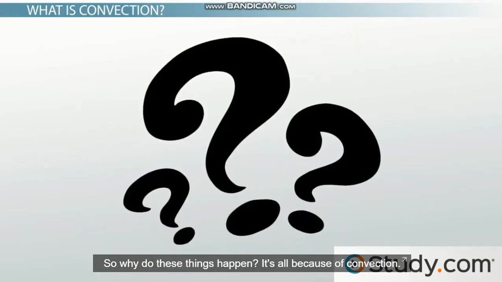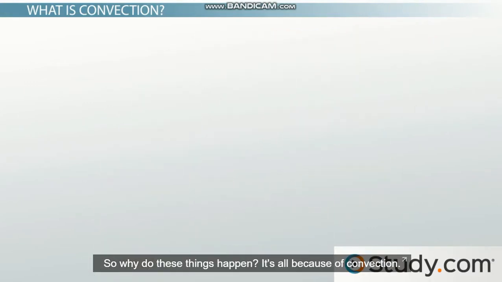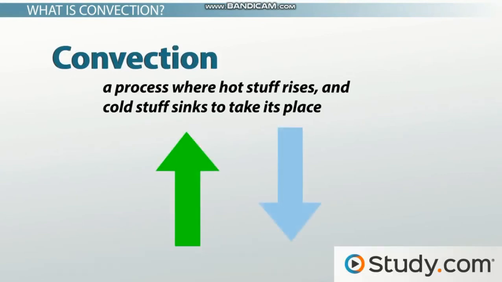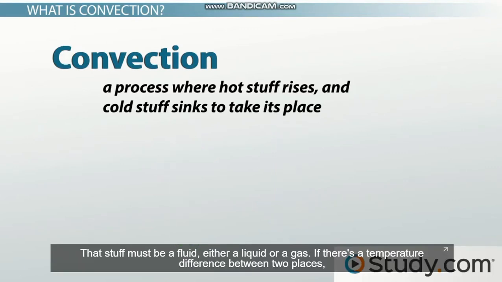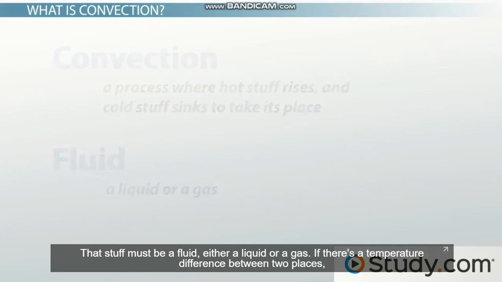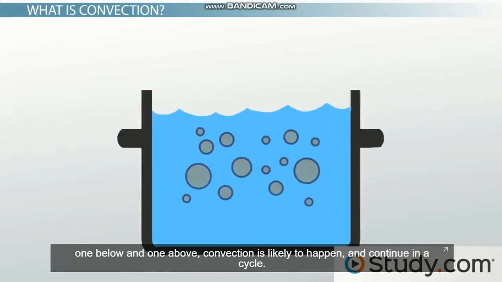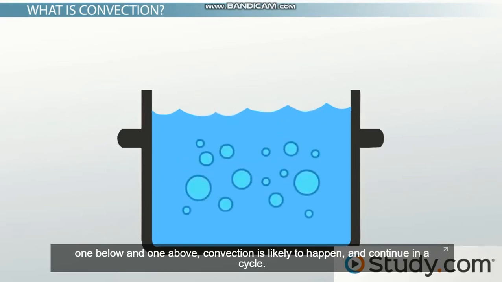So why do these things happen? It's all because of convection. Convection is a process where hot stuff rises and cold stuff sinks to take its place. That stuff must be a fluid, either a liquid or a gas. If there's a temperature difference between two places, one below and one above, convection is likely to happen and continue in a cycle.